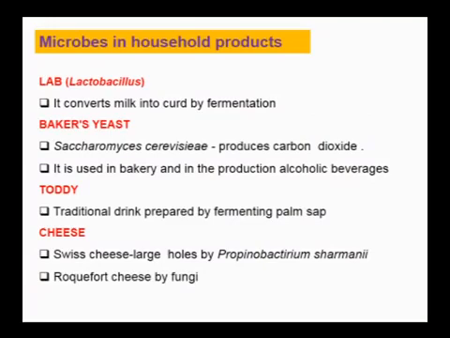Similarly, another microbe called baker's yeast, Saccharomyces cerevisiae, is commonly used in bakeries and also in the production of alcoholic beverages. The puffed nature of the bread in bakeries is mainly because of the production of carbon dioxide, that is by the activity of Saccharomyces cerevisiae. The traditional drink toddy is prepared by fermenting sap, again by using microbes.